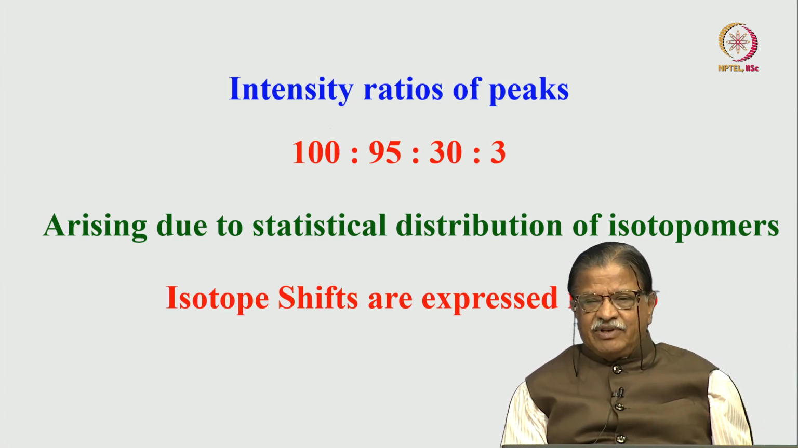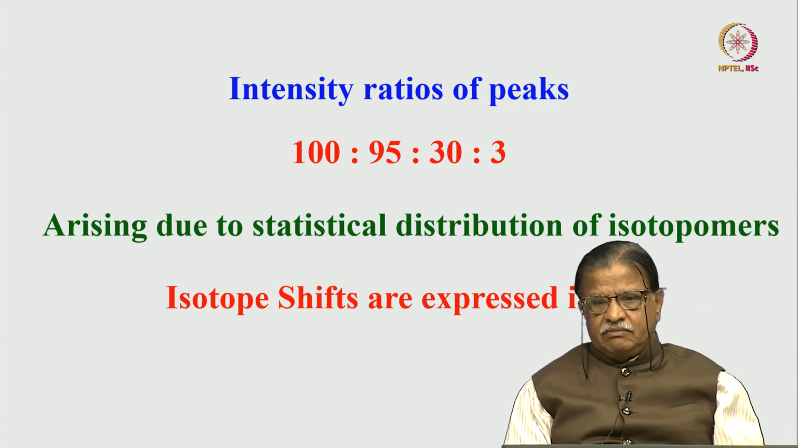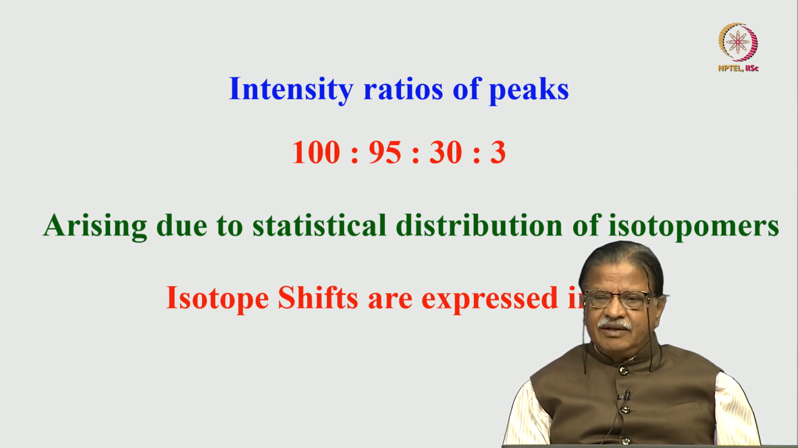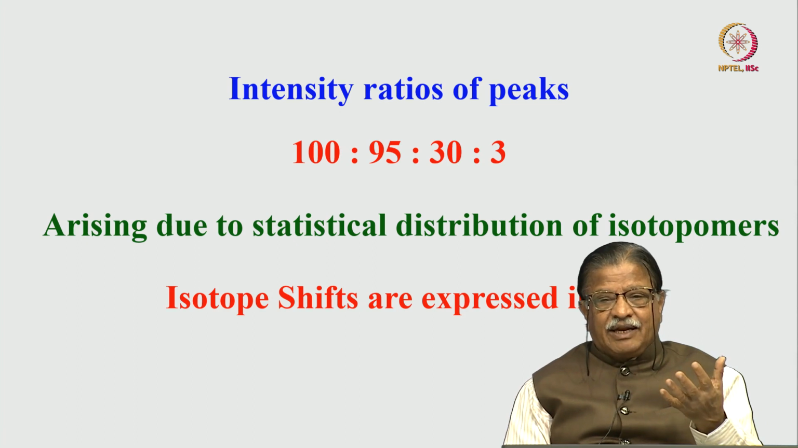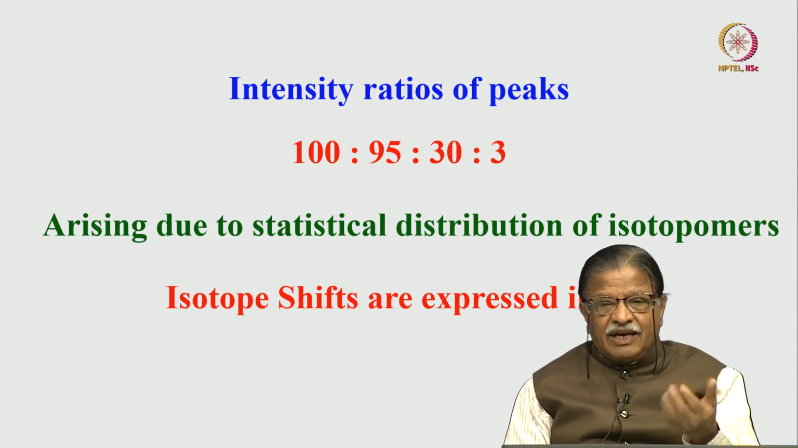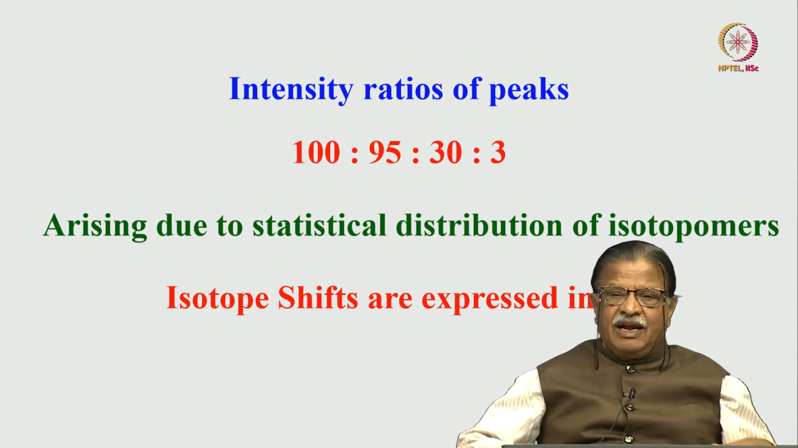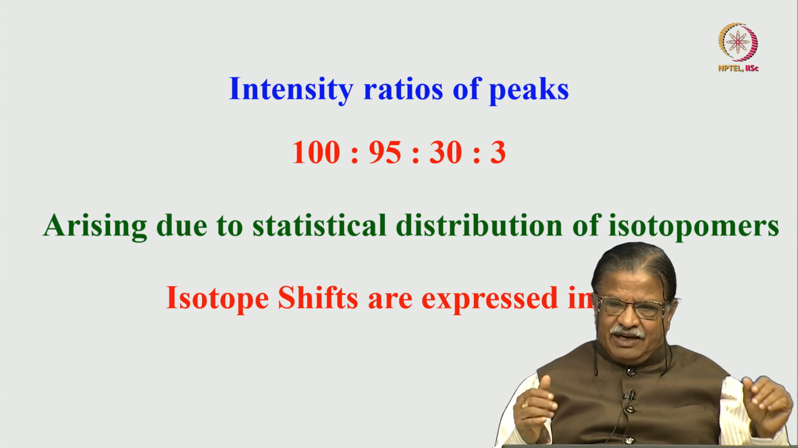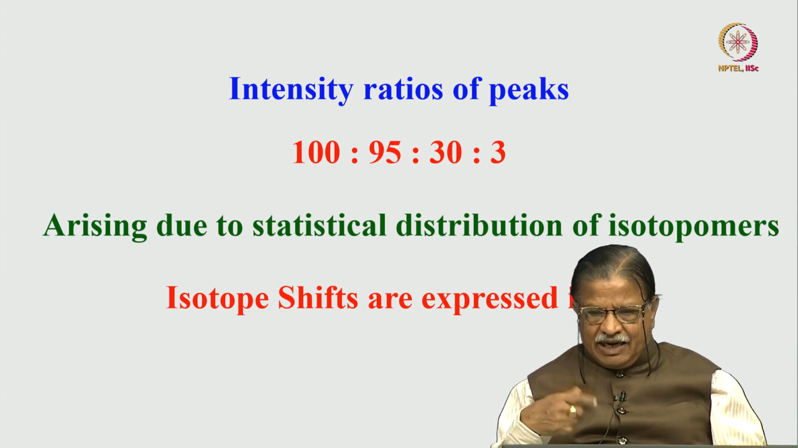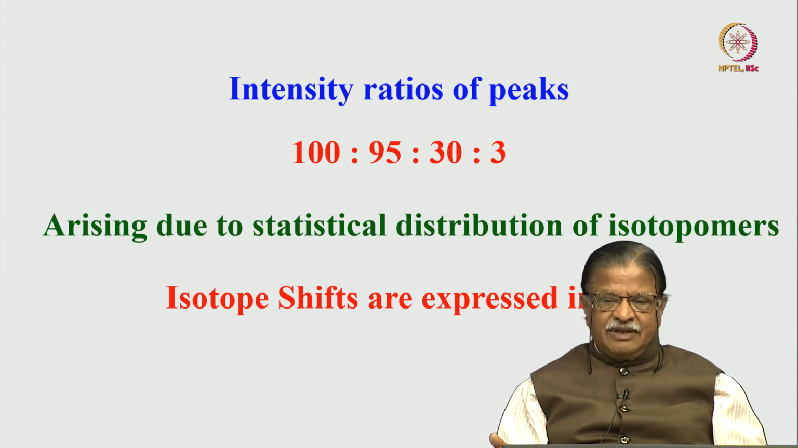See, the simple example of CFCl3 should give you a single peak, but it gives you 4 peaks of different intensity, 100, 95, 30 and 3, and we could identify each of them and explain the intensity pattern based on the population of the isotopomers. The intensity comes from the statistical distribution of different isotopomers. So this is what we understood. I have stopped here. We will come back and continue the analysis of fluorine and other heteronuclei in the next class. Thank you very much.